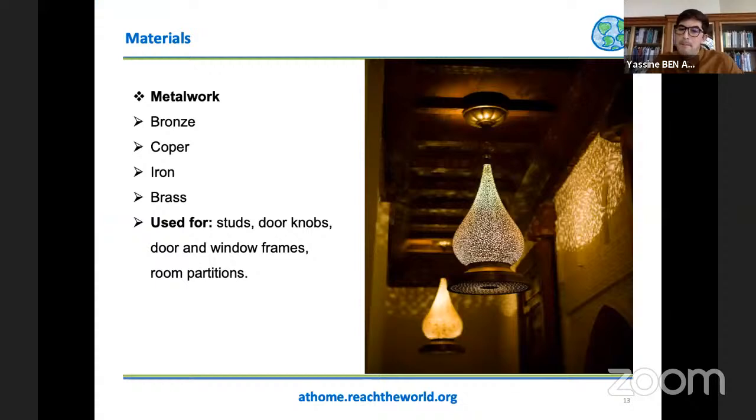Also, some materials used in architecture are metalwork. We can find bronze, copper, iron, and brass. You can find this metalwork in studs and doorknobs. You can find them in door and window frames, room partitioners, and also in mosques and villas. You can find them everywhere in old places.